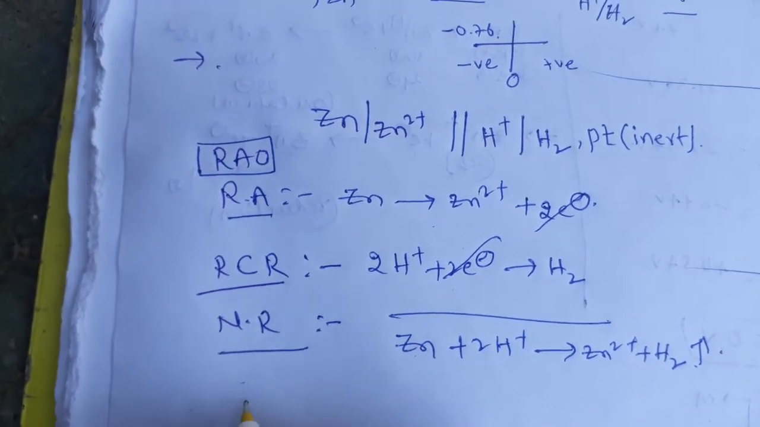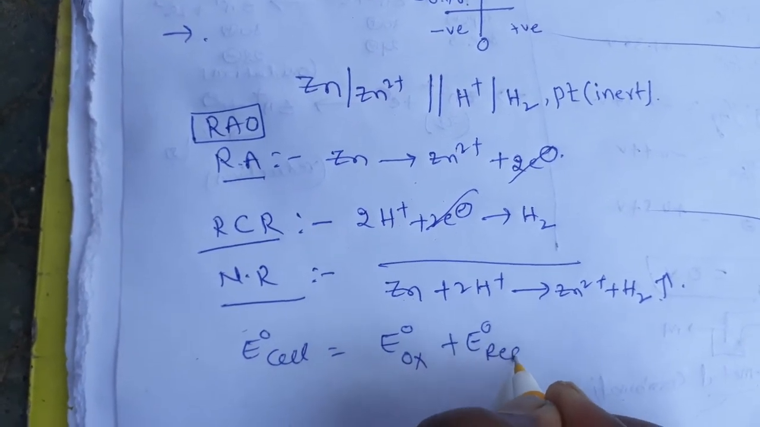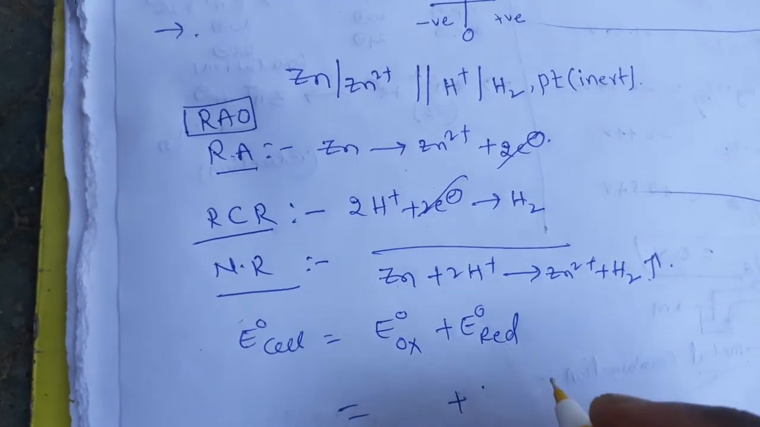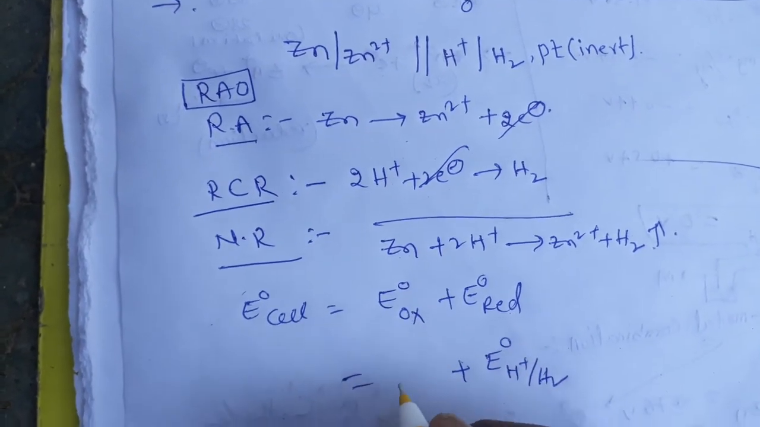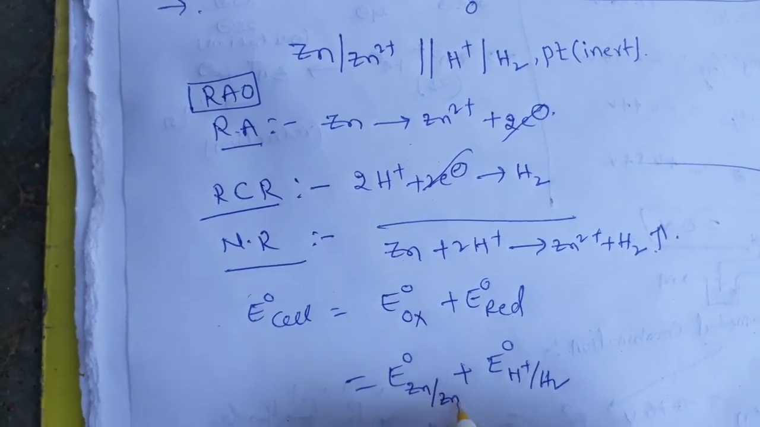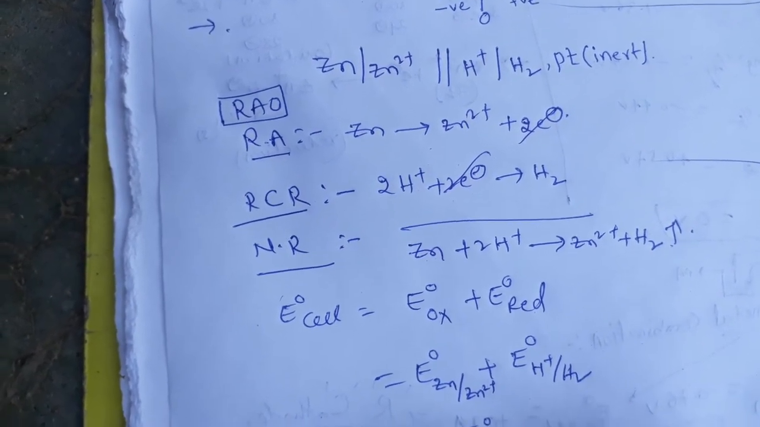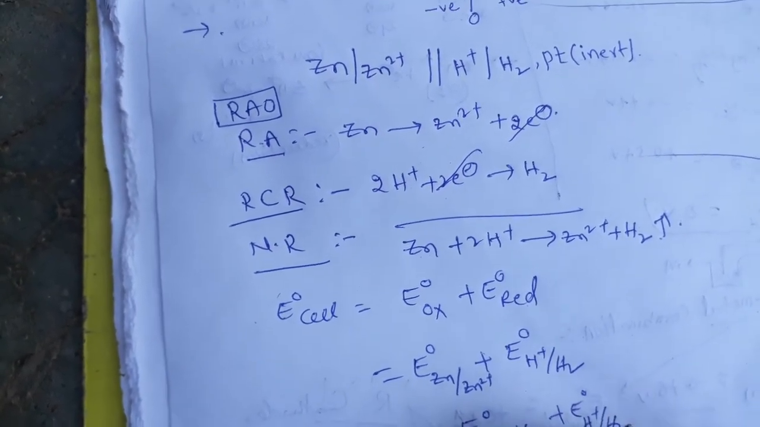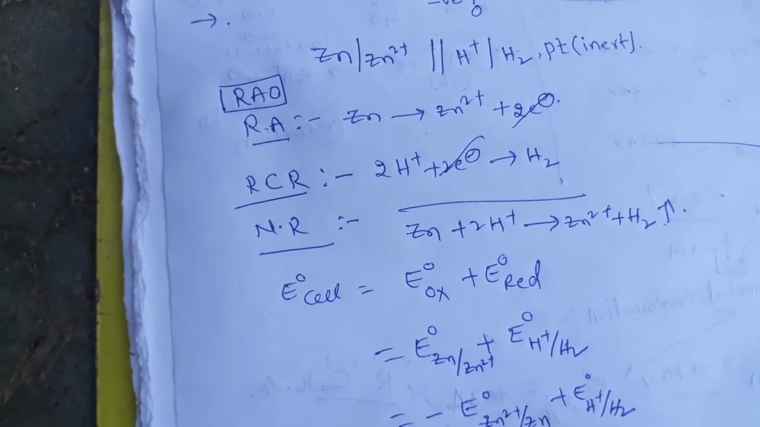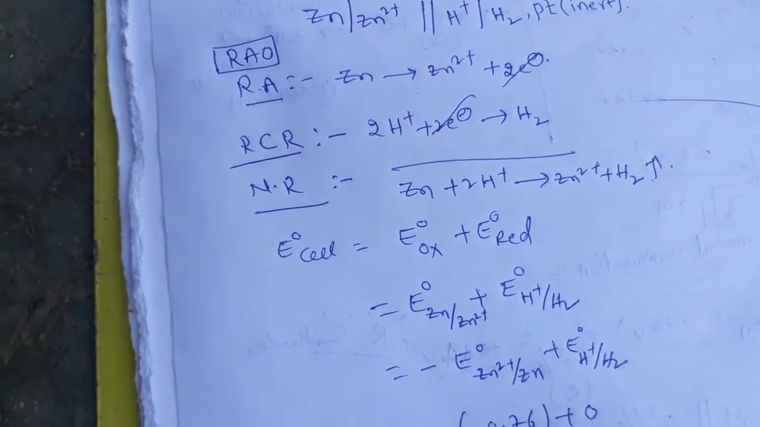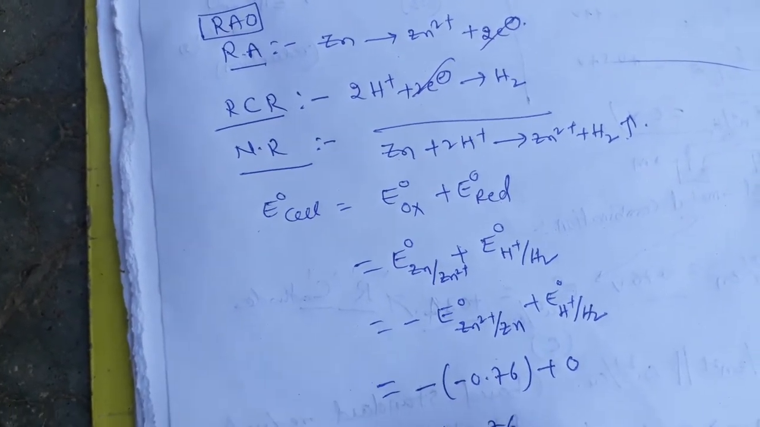And so the E naught cell is the same thing, E naught of ox plus E naught of red. E naught of reduction is H+ by H2, and E naught of ox is zinc going to zinc 2+, but the given value is the reduction potential, so minus of zinc 2+ by zinc plus E naught of H+ by H2. So minus of minus 0.76 plus 0 is equal to plus 0.76. That means the E naught cell is positive.